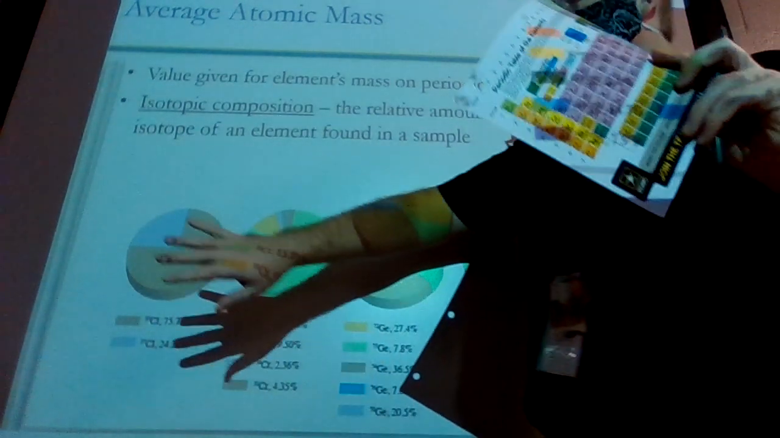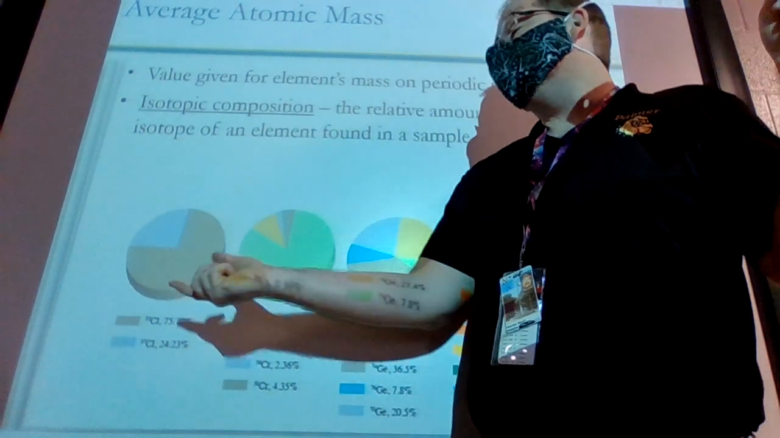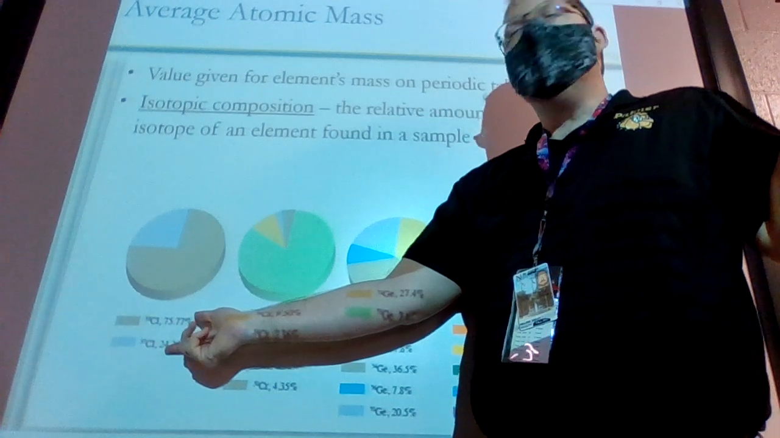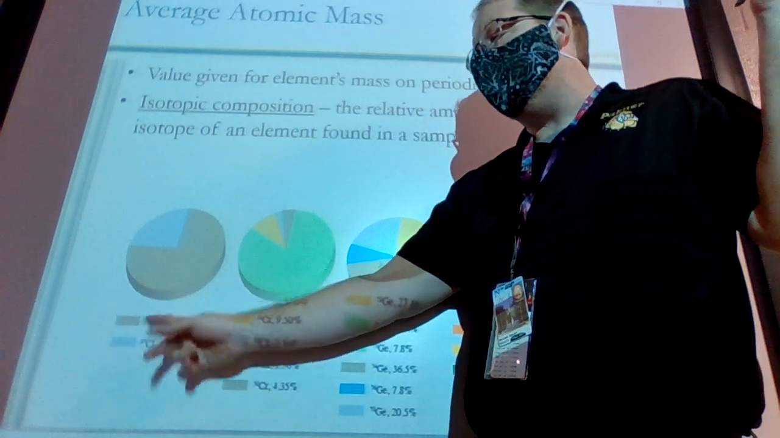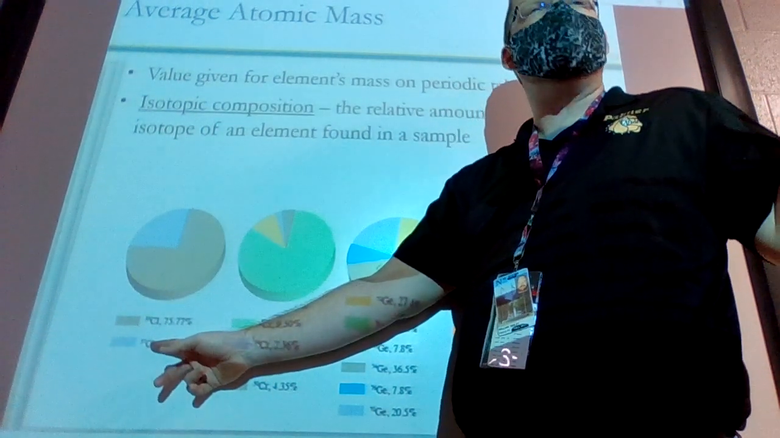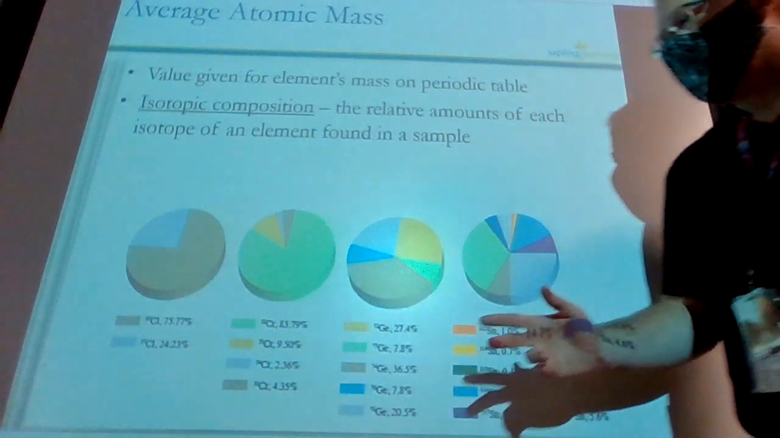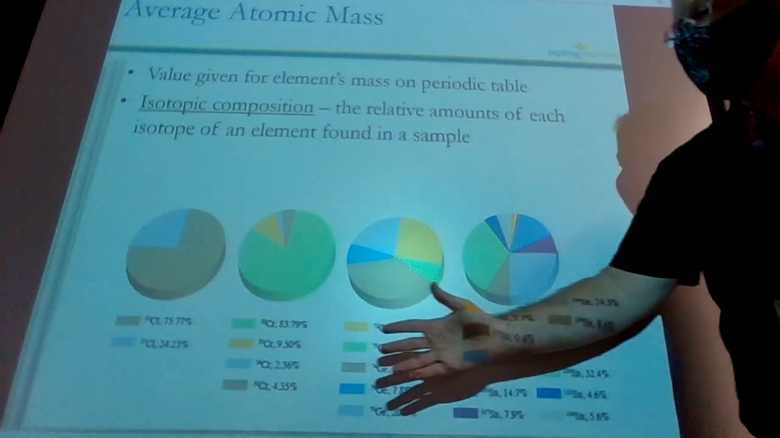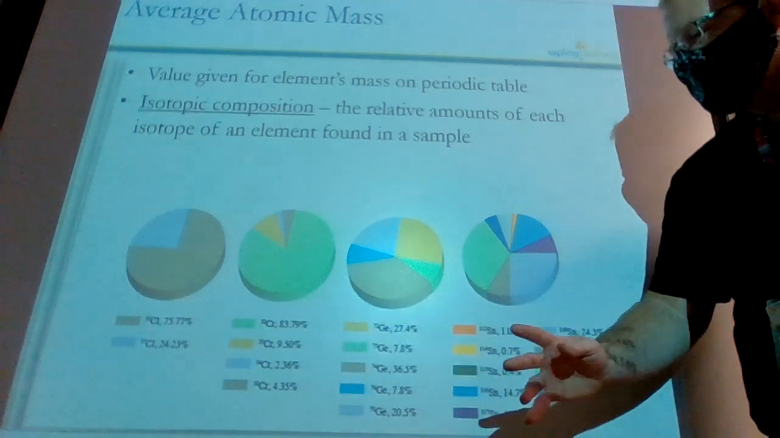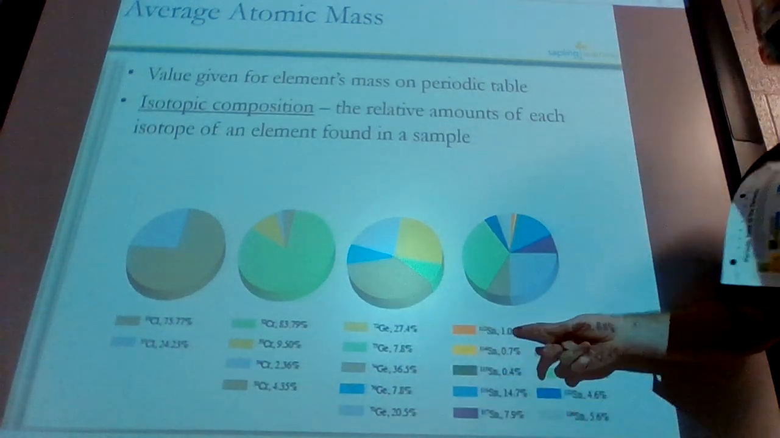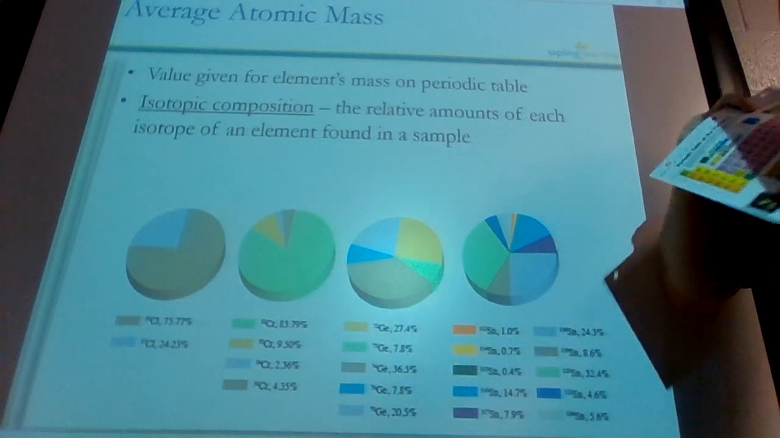Know that some of them don't have any isotopes. Some of them only have one isotope. Chlorine 35 would be the stable version. Chlorine 37 would be the unstable radioactive one. For others, you have a lot. Chromium has 4 isotopes. Germanium has 5. And Sn, someone find Sn and tell me what element that is.